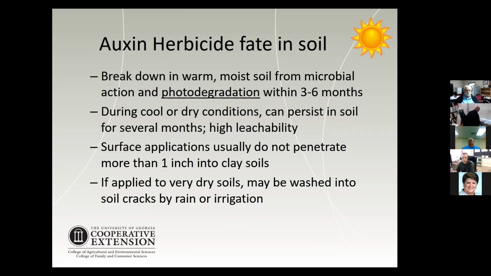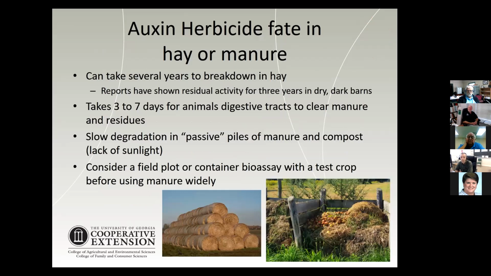And also they can move off the surface immediately after you spray a product. If you get a heavy rain within an hour or two of that product, it's going to move more readily on the surface. Also, if it's applied to very dry soils, it can wash into those soil cracks through rain or irrigation. And again, you can see movement of those herbicides down into that soil profile, which is a concern, especially if you have trees and other things that are nearby in that pasture that could potentially take up these herbicides.